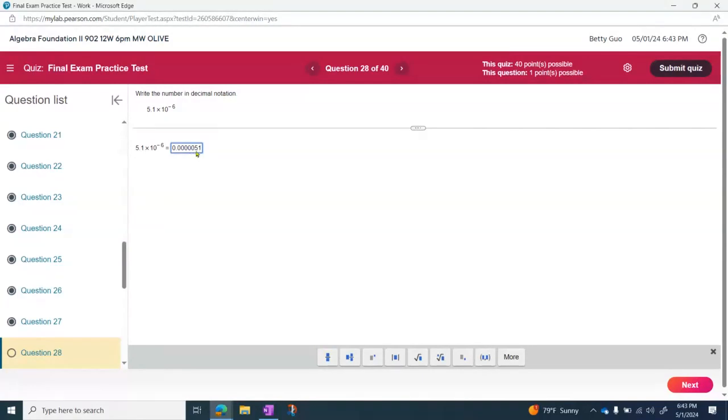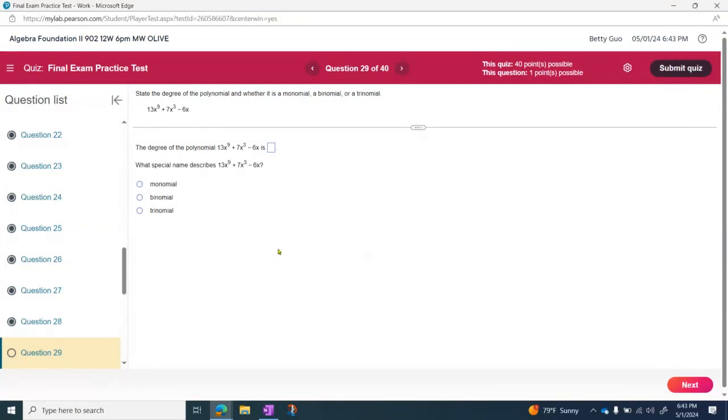I have 5 zeros in front of the 5 behind the decimal point: 1, 2, 3, 4, 5, 6. Yeah, that's correct. Be careful. If you miss one zero or you have one extra zero, if you miscount the zeros, then you get it wrong.